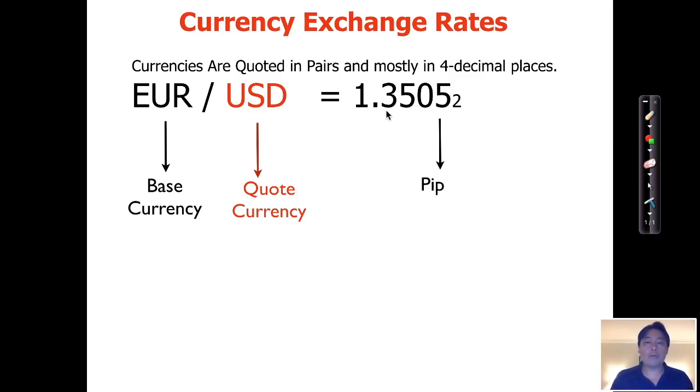Now, if it goes from 3505 to 3506, what does it mean? It means that the euro USD has gone up by 1 pip, right? Because from 5 to 6, it's 1 pip. Does that make sense? Now, if it goes from 3505 to 3516, what has happened? The euro USD has gone up by 11 pips. Does this make sense? 11 pips. Because 11 plus 5 is 16. So pip is the last decimal place.